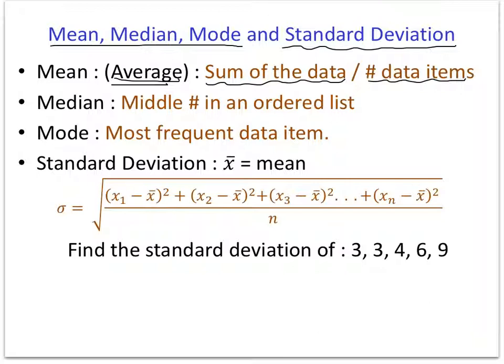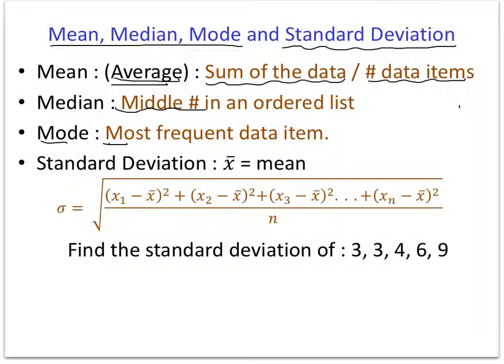The median is when you put everything in order from smallest to greatest, or greatest to smallest, however order you want, and then you go from each end to find the number that is right smack in the middle. The mode is the most frequent data item in a list. And the standard deviation is a massively large formula. But it's not too bad if you are organized about it.